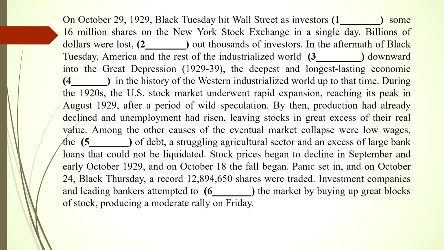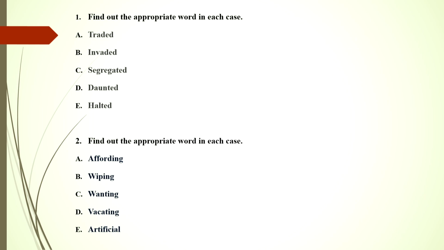Full stop. Stock prices began to decline in September and early October 1929, and on October 18, the fall began. Full stop. Panic set in, and on October 24, Black Thursday, a record of 12,894,650 shares were traded. Full stop. Investment companies and leading bankers attempted to dash the market by buying up great blocks of stock, producing a moderate rally on Friday. So now, here's the first question.